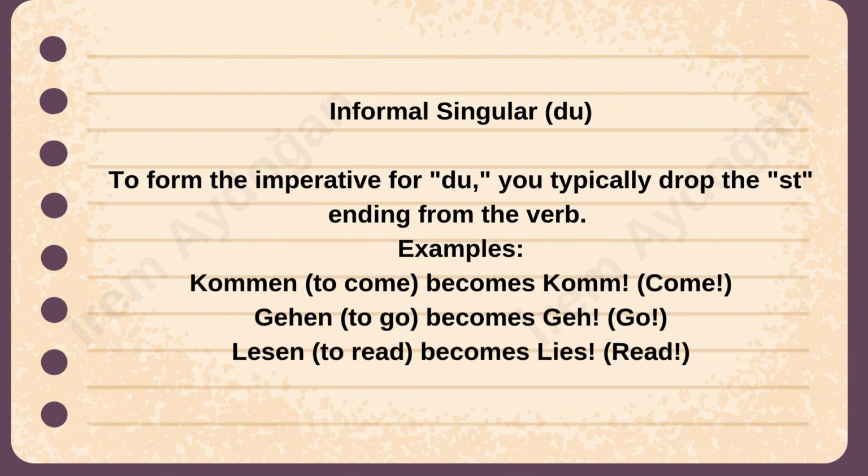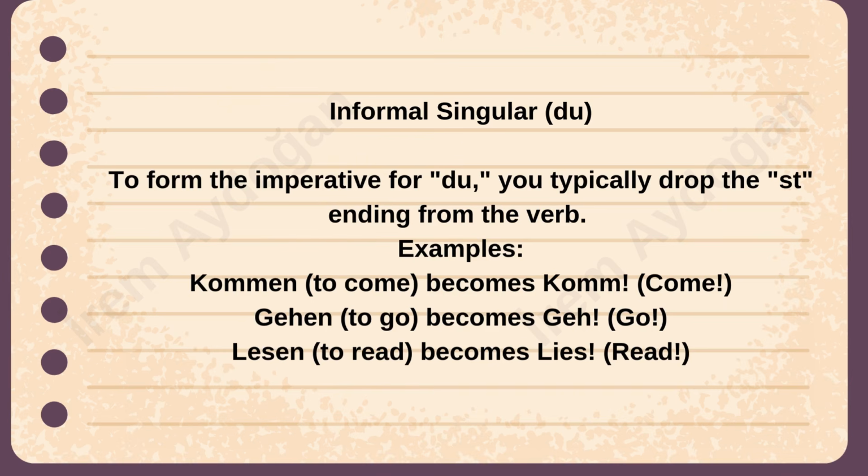Example, kommen becomes komm, gehen becomes geh, lesen becomes lies. And normally, if we have the subject du, we use kommst, gehst, liest like this. But in imperative, we only use komm, geh, and lies for informal singular.